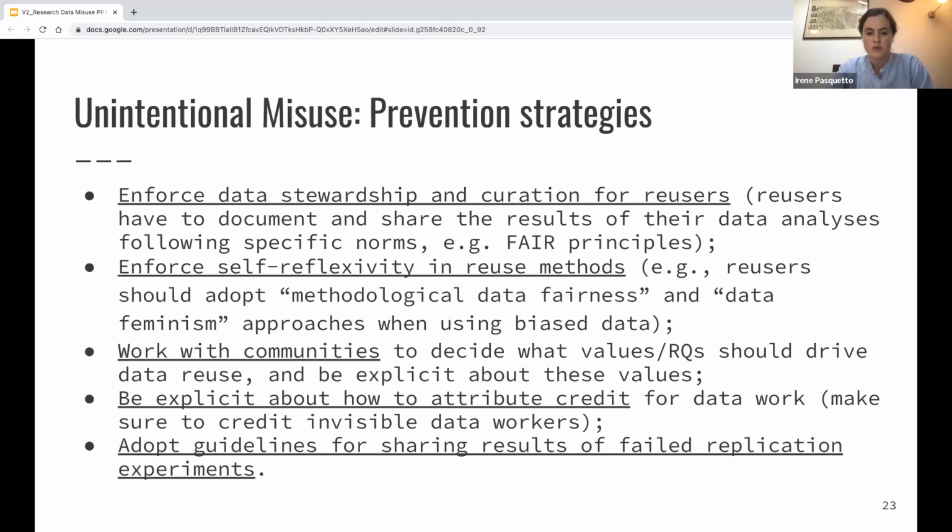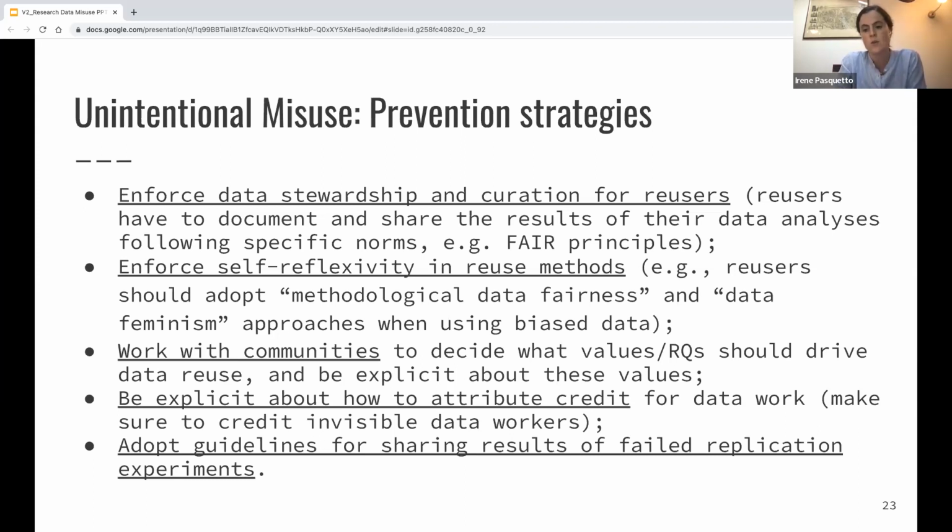So the second prevention strategy would be to enforce self-reflexivity in reuse methods. So for example, this methodological approach for using biased data that I talked about can be made clear in the user guides of open data, right? Because again, it's very practical. It might sound a little abstract, but it really shows you how to use biased data in a way to prevent harm.